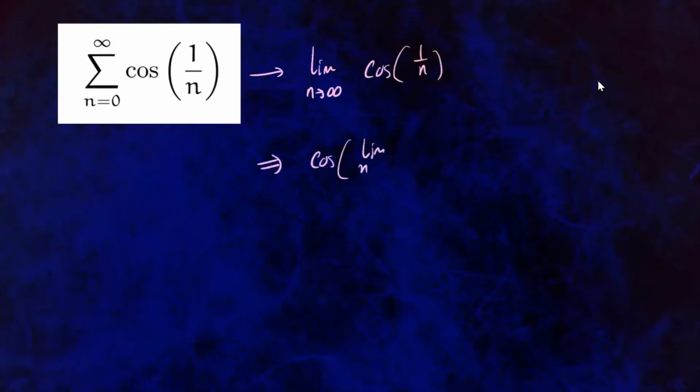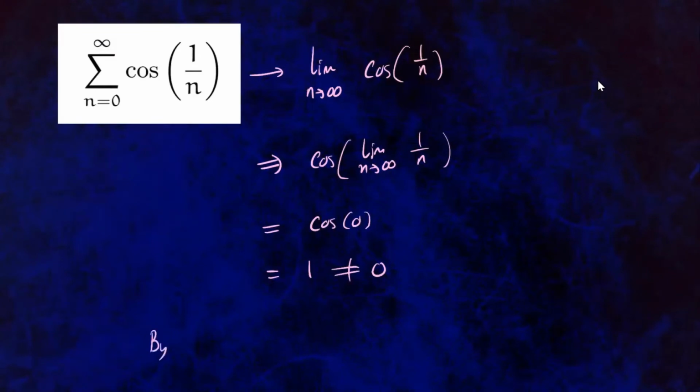All right, let's take a look at this series. So we're going to go ahead and apply the nth term divergence test. We take the limit as n approaches infinity of cosine of 1 over n. We can write it as cosine of the limit as n approaches infinity of 1 over n. Well, we know this limit is going to be 0. So this is cosine of 0, which evaluates to 1. Now, since this is not equal to 0, we know by the nth term divergence test, this series diverges.